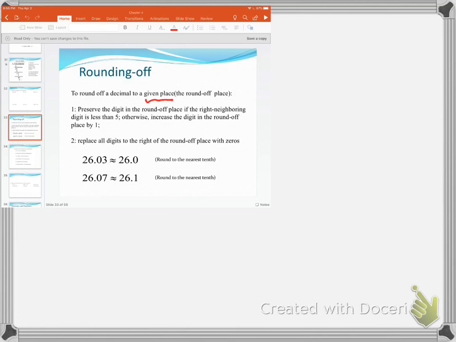So for example, the first example, the given number is 26.03. Okay, so we want to round this number to the tens place. Where's the given place here? Tens place. Where's the tens place? Okay, so this place is the given place.